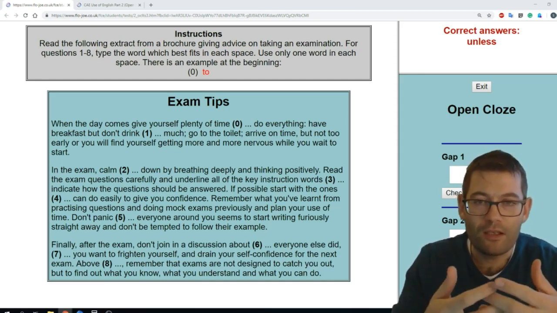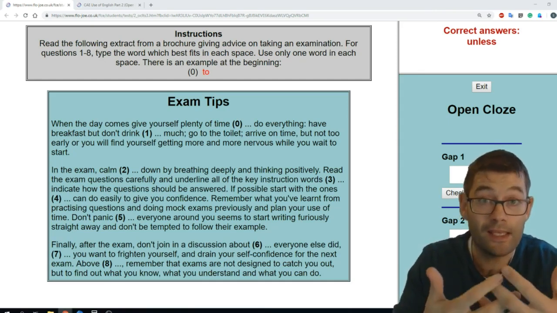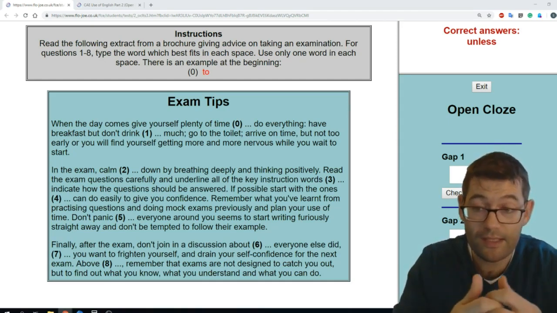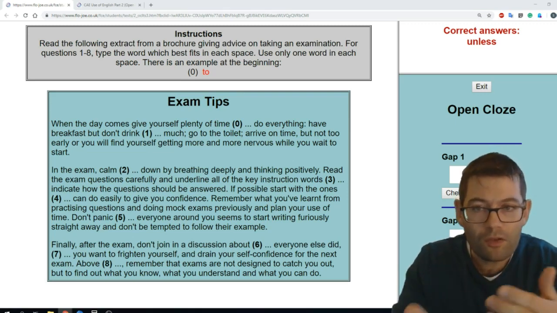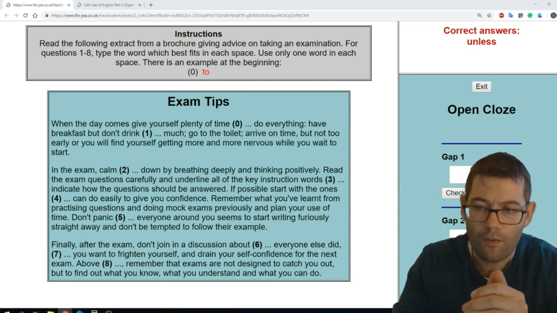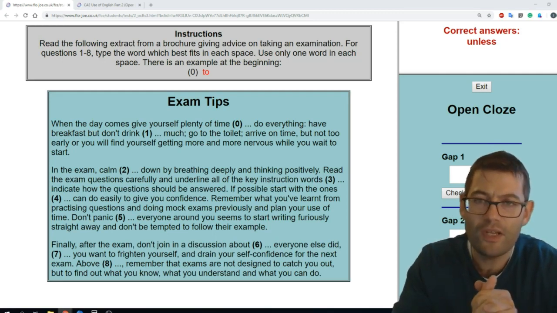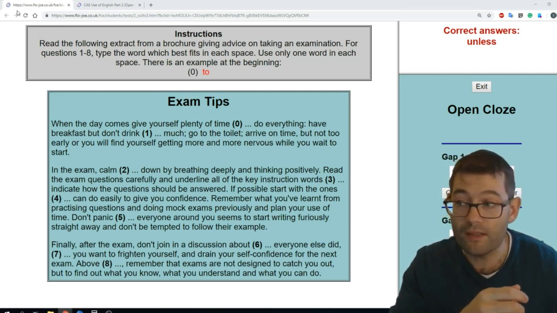The question is, who should calm down? What we need here is a subject to the sentence. But because of the structure of the sentence, we have to use a reflexive pronoun in this gap. So we can't say "calm you down." This would be a mistake. So you would have to say "calm yourself down."